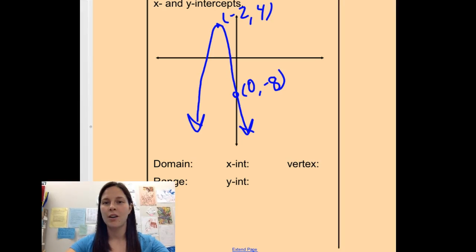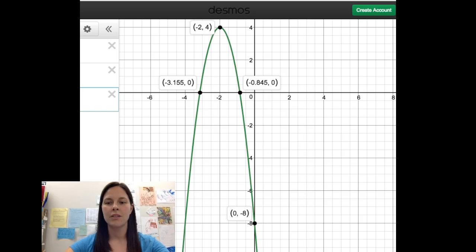The domain for all quadratic functions is always all real numbers. The range, our graph opens down this time, so its y is less than or equal to the y-coordinate of the vertex. The y-intercept 0, -8. Our vertex was at -2, 4. And again, those x-intercepts weren't very pretty, so let's go back to Desmos and see what those were again.